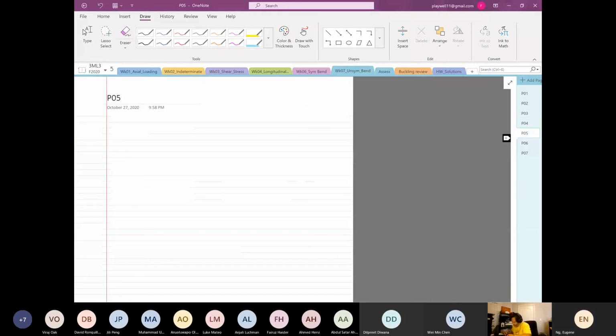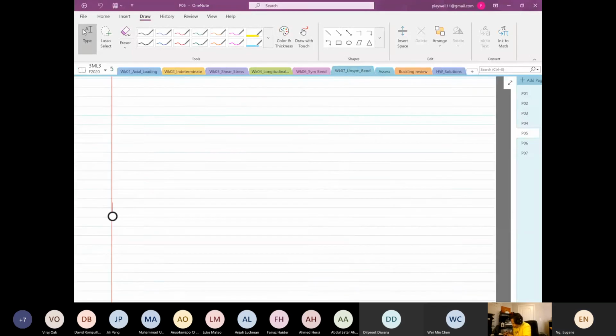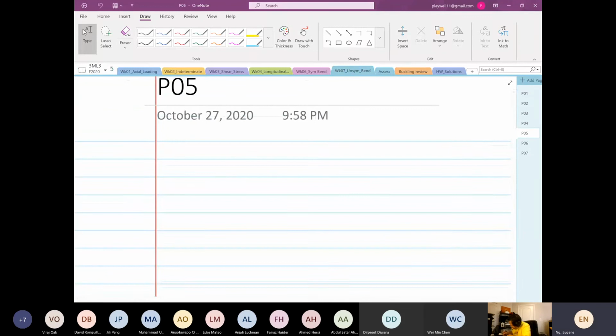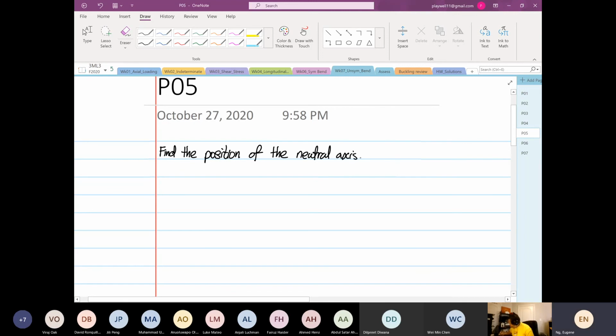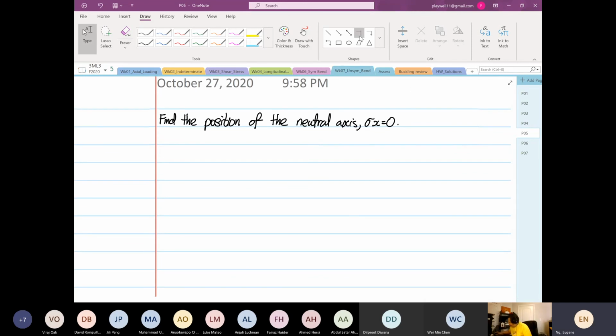So now, part C. Okay, we want to find the position of the neutral axis, i.e. stress X is equal to 0. Okay, so if we look at this, the axis, right? So this is Y, and this is Z, and this is our rotation about X. Okay. So we want to find the position of the neutral axis when stress X is zero.